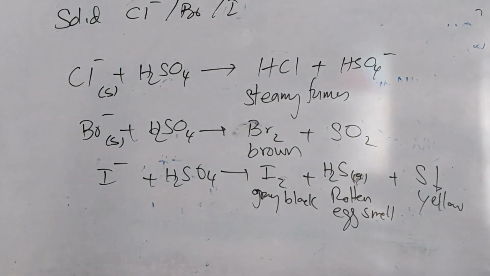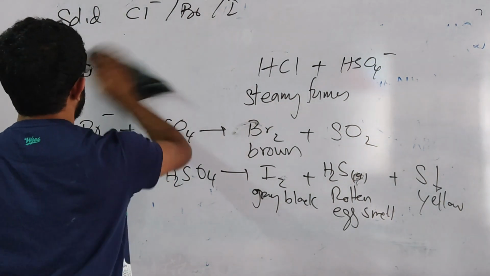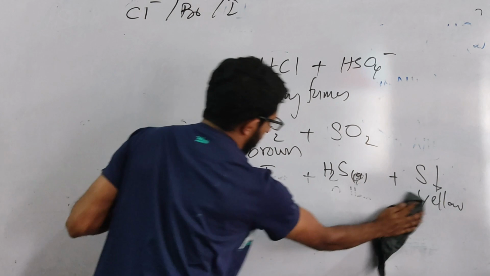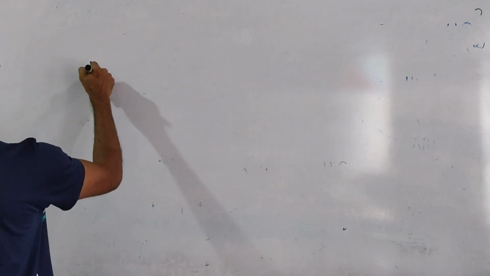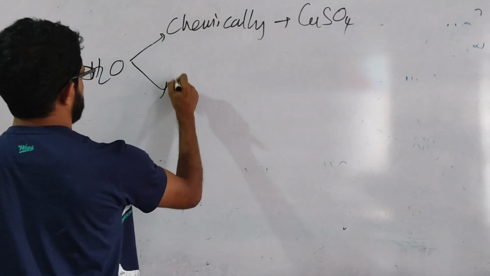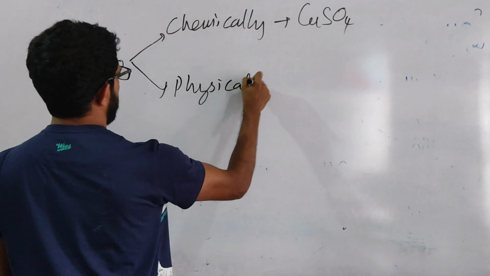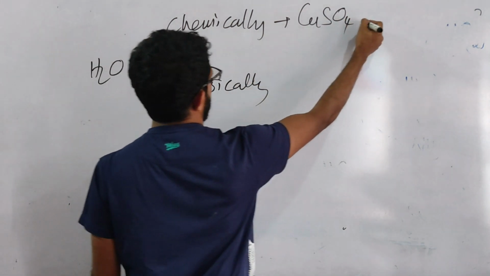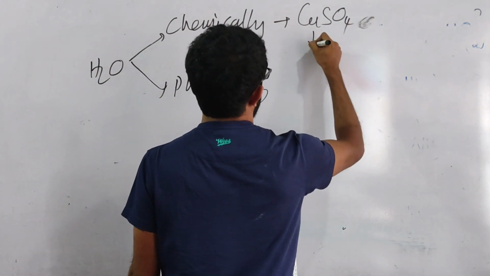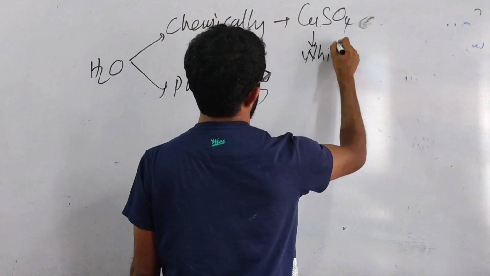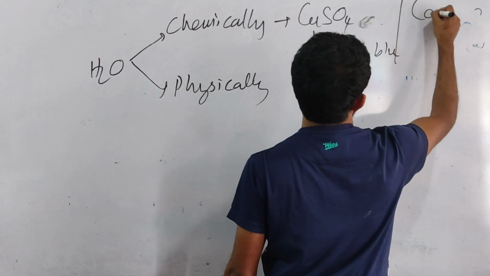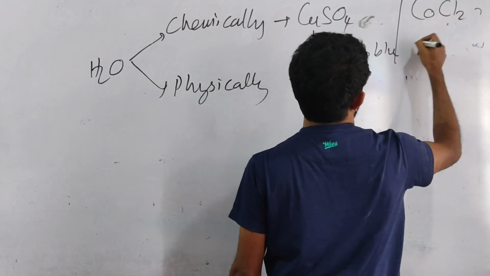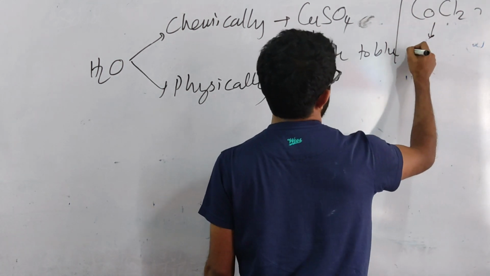Right. So the last one, we have to identify some compounds. One thing is identification of water. It's a very common one they have asked. To identify water, what do you add? Water, we have to test chemically and physically. To identify water chemically, we add anhydrous copper sulfate that will turn from white to blue. Or we have another one called anhydrous cobalt chloride or cobalt nitrate that will turn from blue to pink.